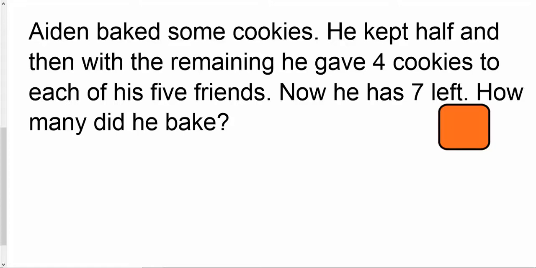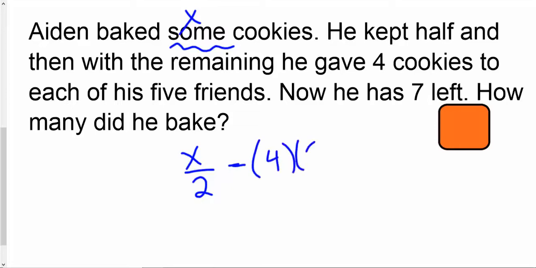So in this problem, it starts off with saying Aiden baked some cookies. For some reason, Aiden has no idea how many cookies he baked. But we know that he kept half. And so essentially what we can say is, well, if Aiden had x cookies and he kept half, we're left with half. So we're left with x over 2. And with the remaining, he gave 4 cookies to each of his 5 friends. So we're going to subtract away 4 times 5, because we're told that he has 7 left.